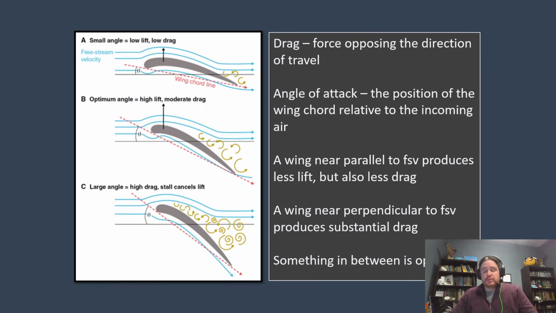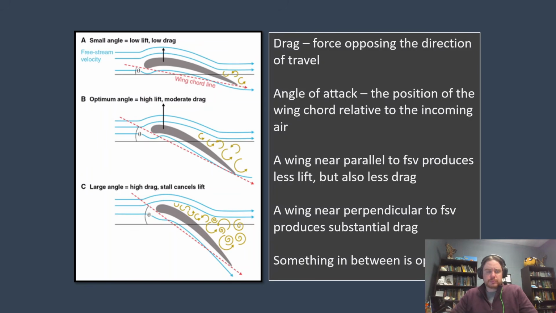Drag is any force that opposes the direction of travel. There are different types of drag. There's induced drag. That's the drag that's caused by generating induced velocity. And then there's also pressure drag, which is the cost of displacing air around the wing. And then there's friction drag, which is the drag that's caused by the adhesion of air molecules to the wing as the air travels over the wing. So there's different types of drag, but all of them are doing the same thing. They are acting as a force opposing the direction of travel.